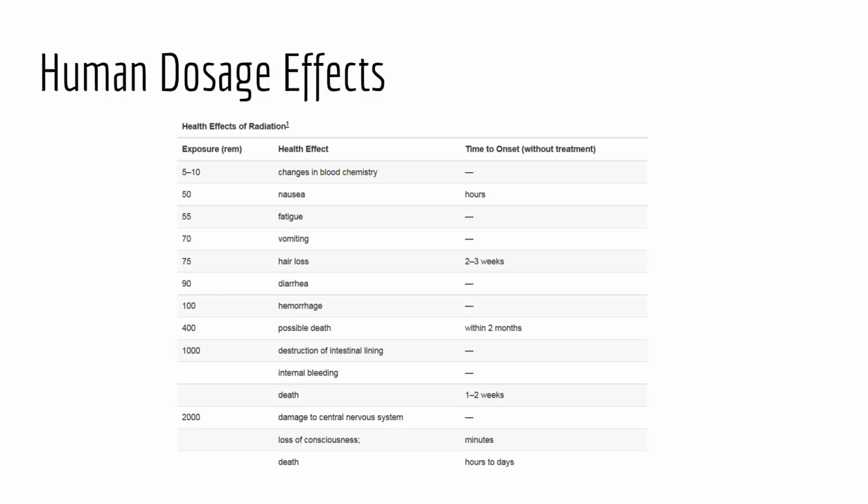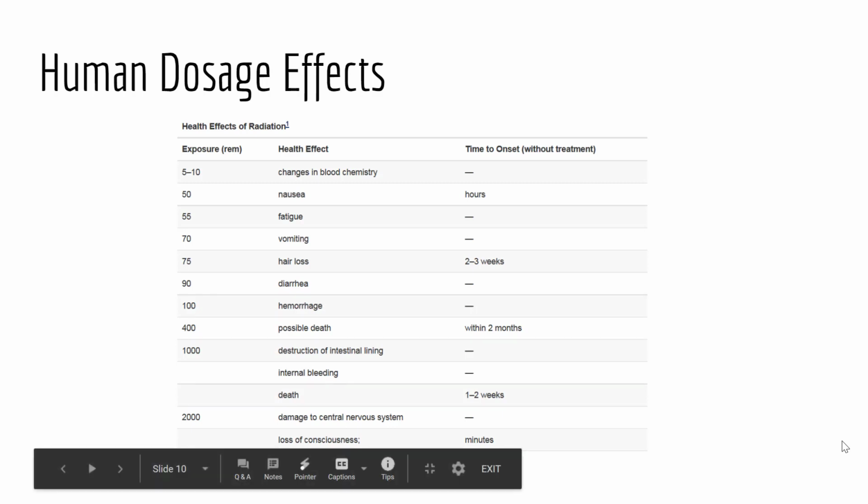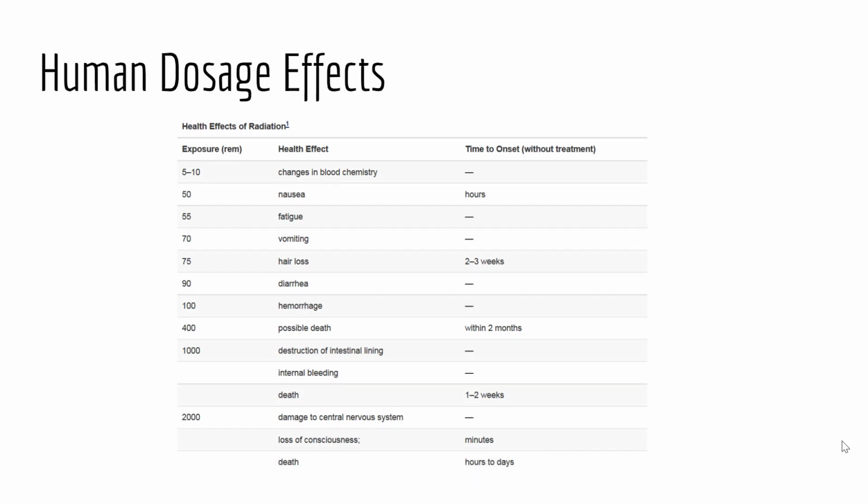So what happens when you start getting into these REM exposures? Remember, that previous slide had millirem. This is actual REM exposure. If you worked at a nuclear plant and you got 5,000 millirem, that's 5 rem, and you do start to see changes in your blood chemistry. We can detect that something is happening. And then if you get 50 rem, you start to get sick. Lightheadedness and nausea are a good indication that you're overexposed to anything.